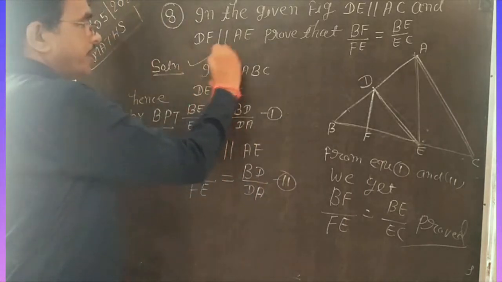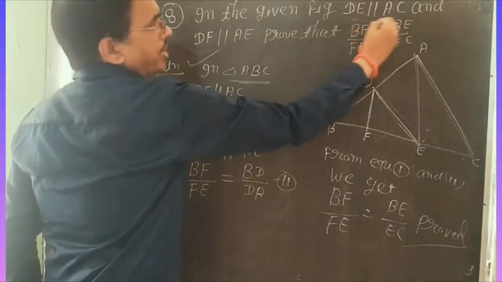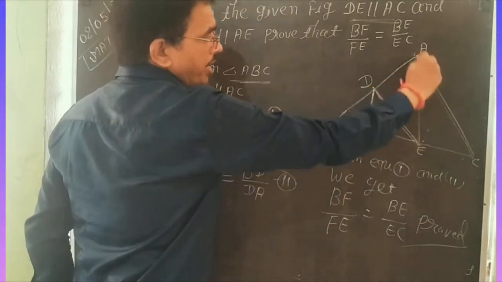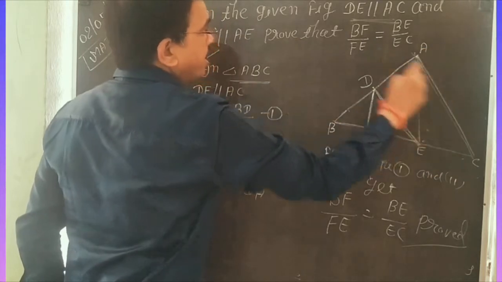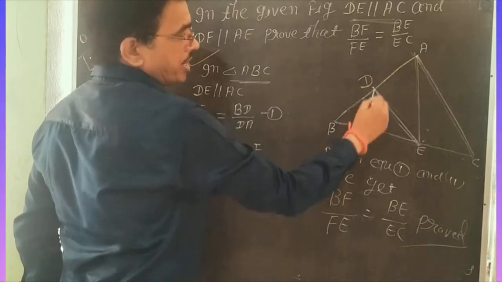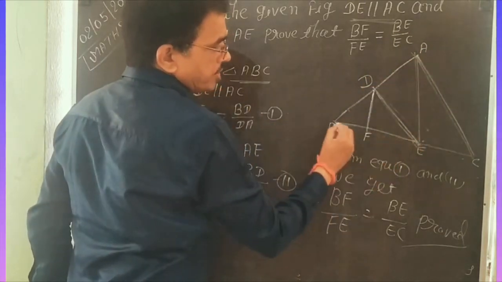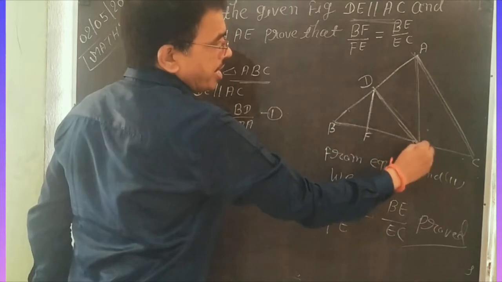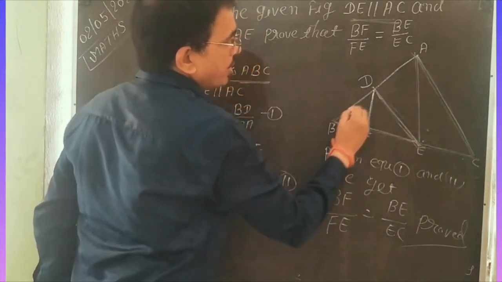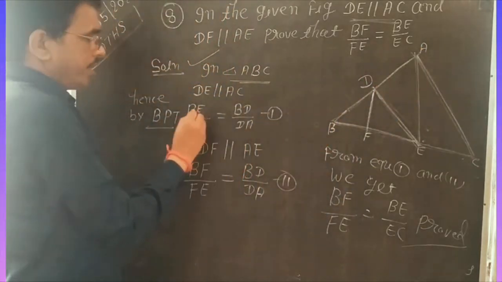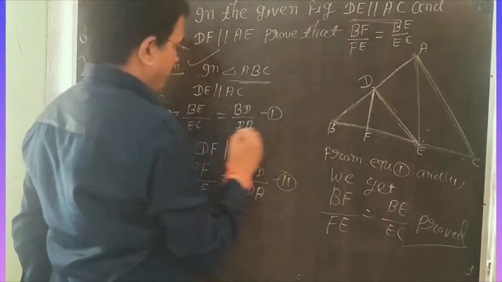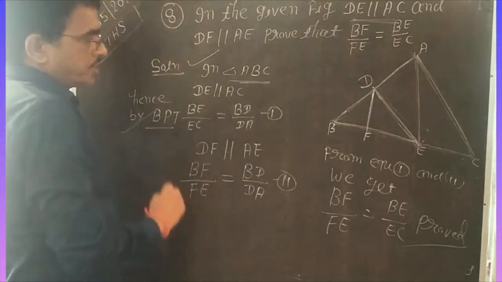So first, write in triangle ABC. What is given? DE parallel AC. Find out in your figure DE parallel AC. If DE is parallel to AC, and your question has the ratio BE by EC, so you take the ratio BE and EC. So you write DE parallel AC, hence BE by EC is equal to BD by DA. I write here BE by EC is equal to BD by DA by BPT theorem, basic proportional theorem.